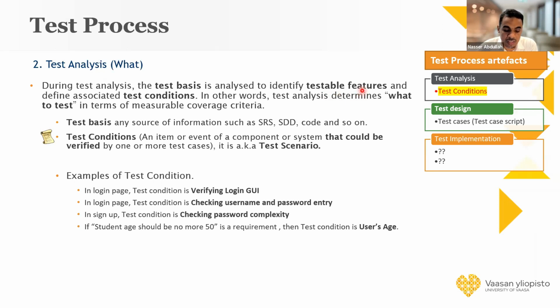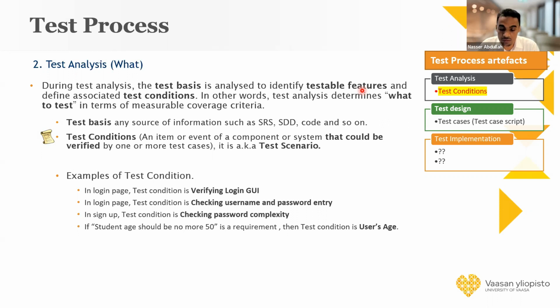Testable features are any features or components of the system that can be verified, for example, any modules. In your system you have many modules, so each module can be a testable feature. Another example: you have some functionalities in your system, such as add item and delete item. Each function can be a testable feature.